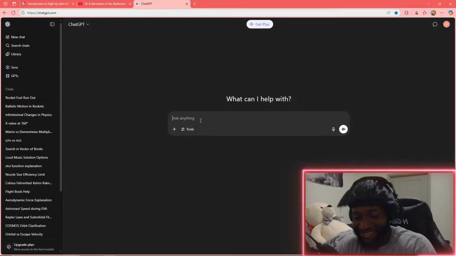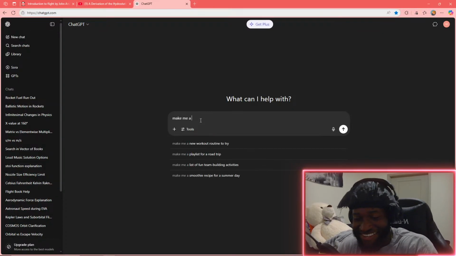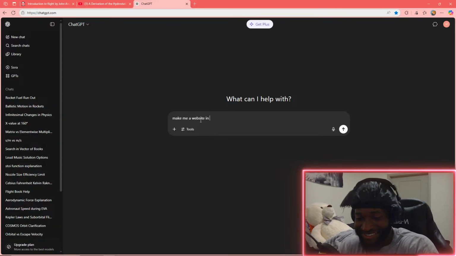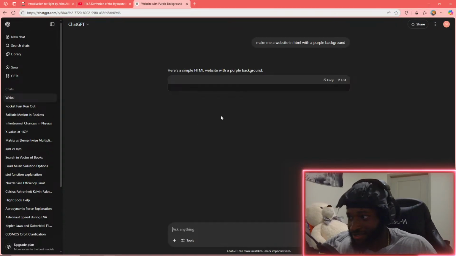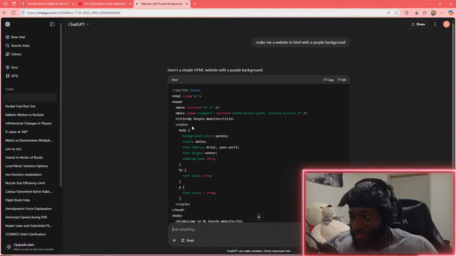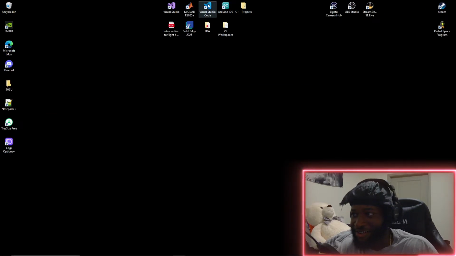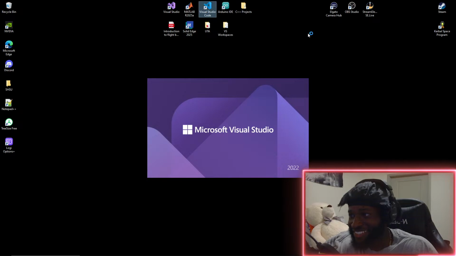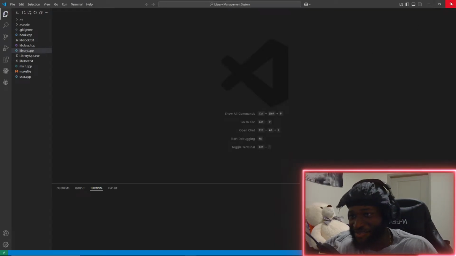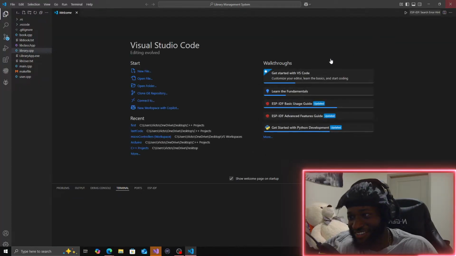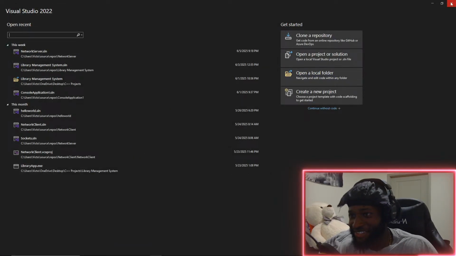Watch this. Make me a website in HTML with a purple background. It gives you the whole entire code. Copy, open VS Code, paste and run, and I have a website with a purple background. I didn't even read the code, and it's probably going to work.